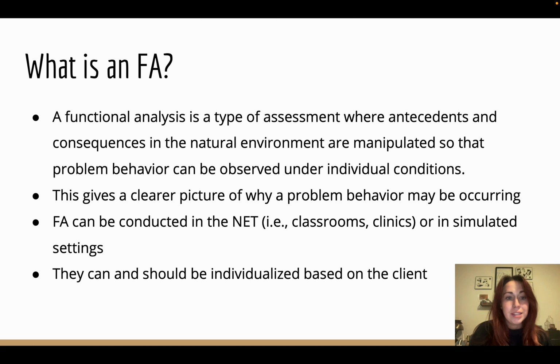So functional analyses can be conducted in the natural environment, like classrooms or clinics, or in a simulated setting. And they should be individualized based on the client. So every functional analysis that you give should not necessarily be the same. You want to make sure that it is only based on that client's antecedents to problem behaviors.